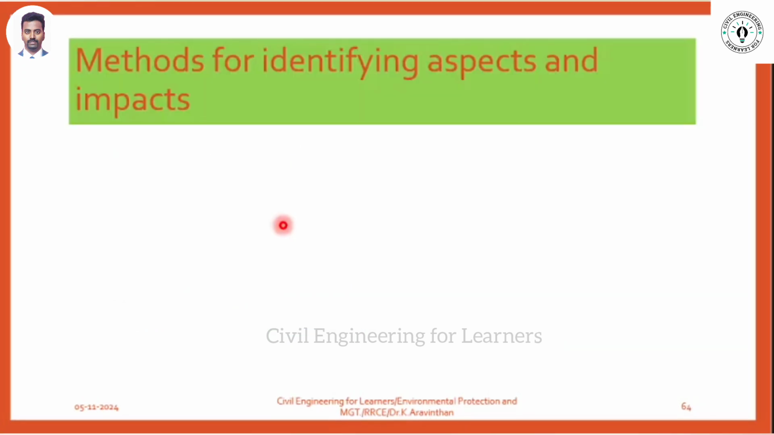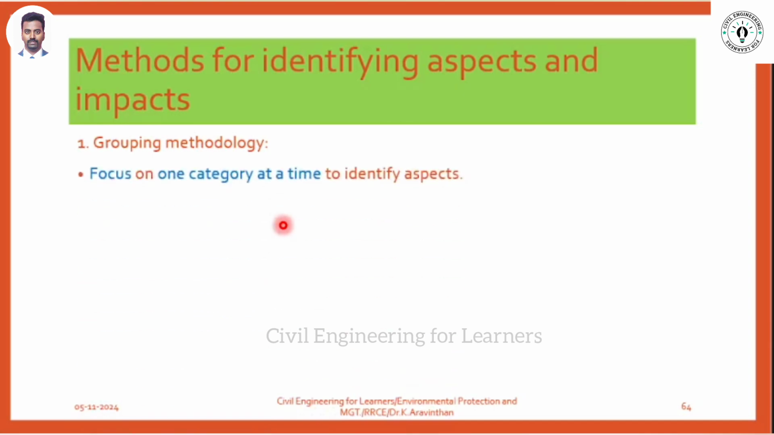So, method for identifying the aspect. First one is grouping methodology. How to find aspects and impacts for an organization is to focus on one category at a time. Start with activities, then move to products. In an organization, they should start with how they begin manufacturing as the first activity, then move slowly to product and finally to service.